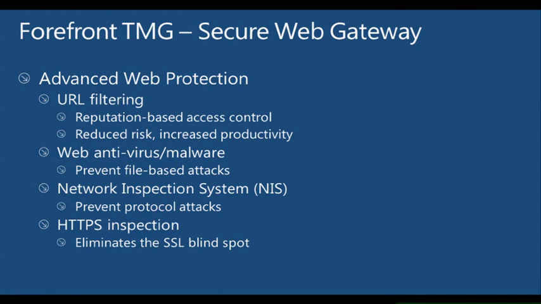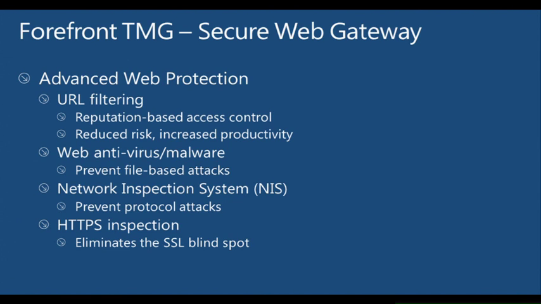Again, so we talked about Forefront TMG commonly being deployed as a secure web gateway. TMG has a number of advanced web protection capabilities that really make it excel at this particular role. The first is URL filtering. Now, URL filtering itself, pretty compulsory for any secure web gateway product. It's a feature or capability that's fairly commoditized. Many years ago, URL filtering used to be a big deal. Today, pretty much everybody can do it.